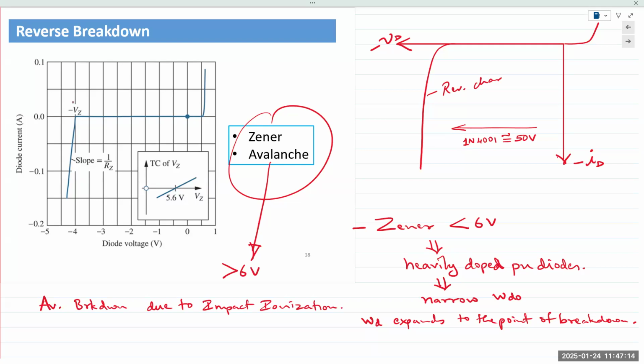In both cases, a large amount of current flows in reverse bias. So the purpose of Zener diodes is that we use them in reverse bias primarily as voltage regulators, because the voltage across it remains constant. The slope here, I would say, is exaggerated.